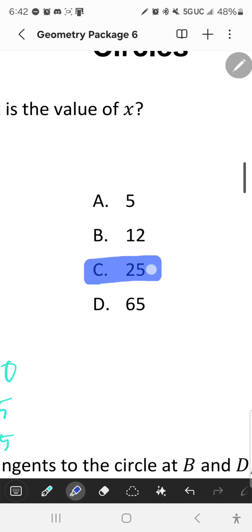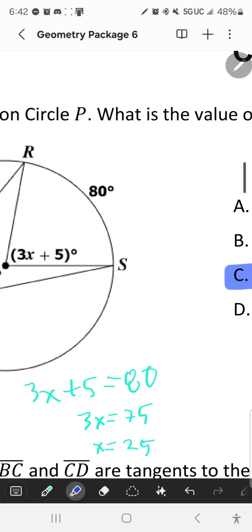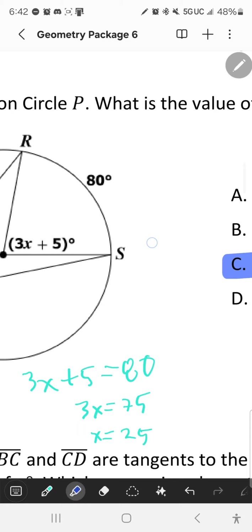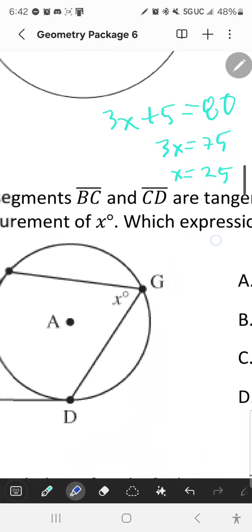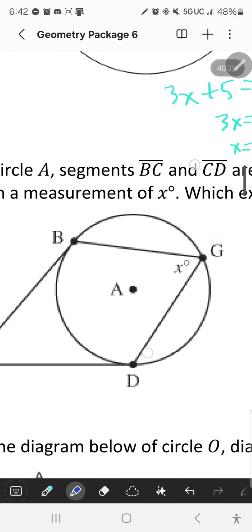We don't need to use all the information. Remember, you could, but it's just more steps. If you have the arc and you have the central angle, why not use that? That's it for this one. So let's go to the next one.